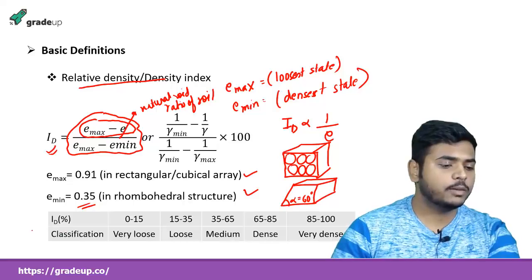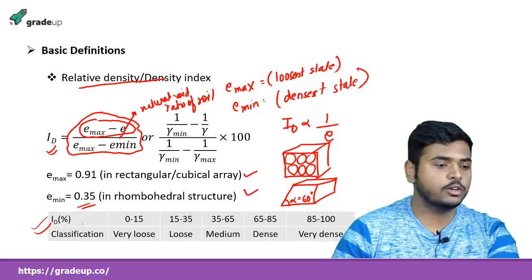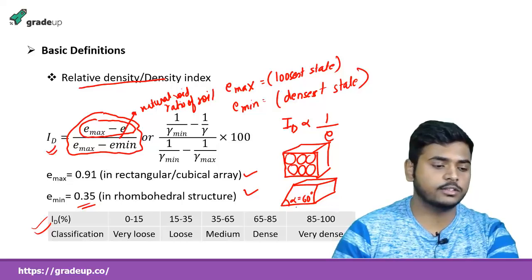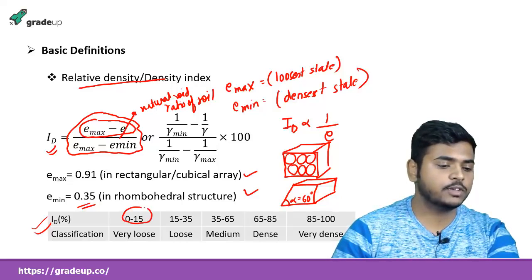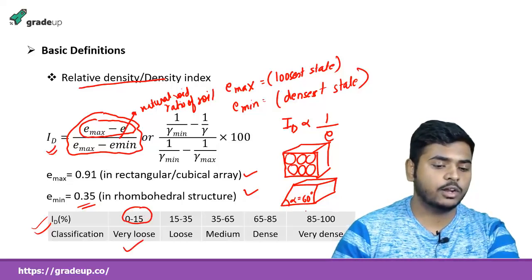Here we also have a table which denotes the classification of soil according to relative density. As the value of relative density increases, we can see the denseness of soil increases. For 0 to 15 it is very loose, and for 85 to 100 it becomes very dense.